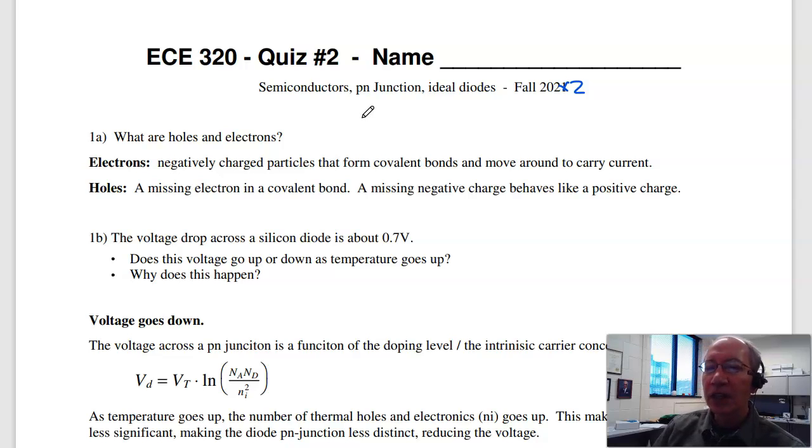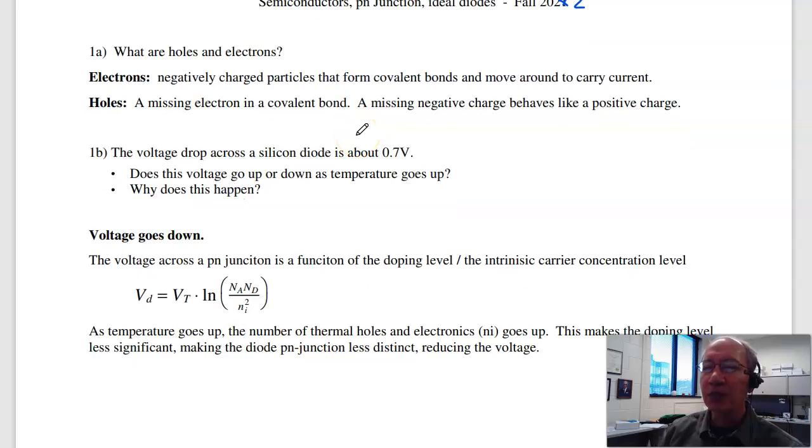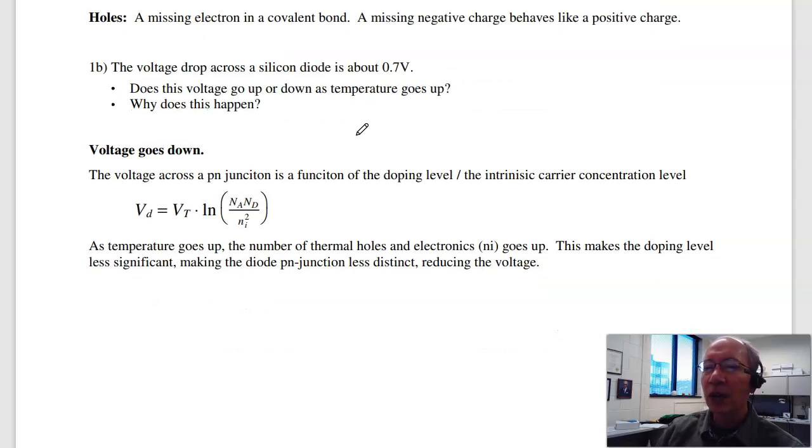Part B, the voltage drop across a silicon diode is 0.7 volts. If you heat it up, what happens and why? Well, when you heat it up, the voltage drop across the diode decreases. One way to explain that is the voltage across the diode is related to the doping relative to the intrinsic carrier concentration. This is the number of thermal holes and electrons.